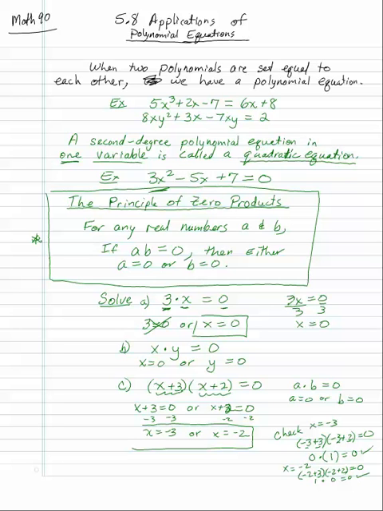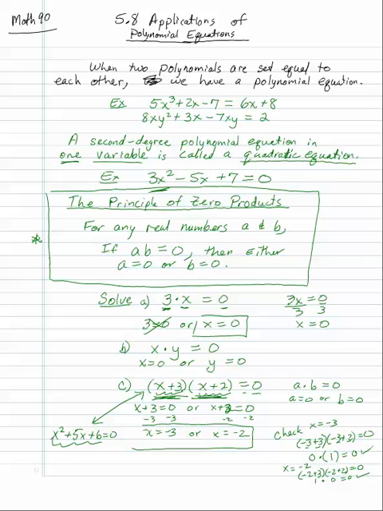Alright, so now how does this solve quadratic equations? Hopefully you can see that if you were to multiply that out, this is the same thing as x squared plus 5x plus 6 equals 0. So what you do is, if you have a quadratic equation, we want to factor it and have it equal to 0, so we can use this zero product principle.